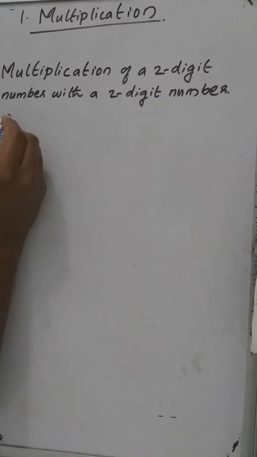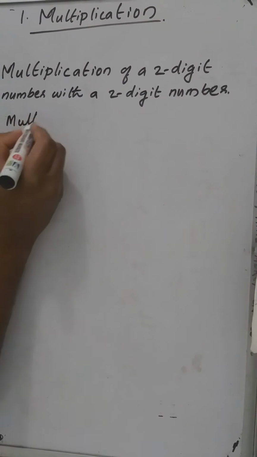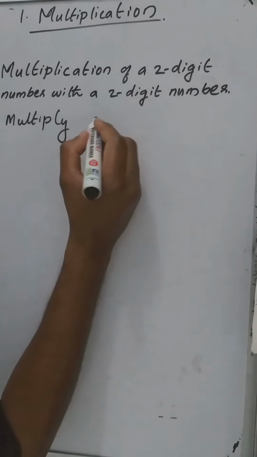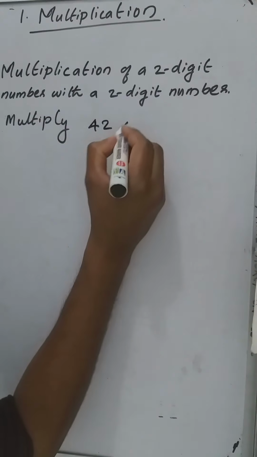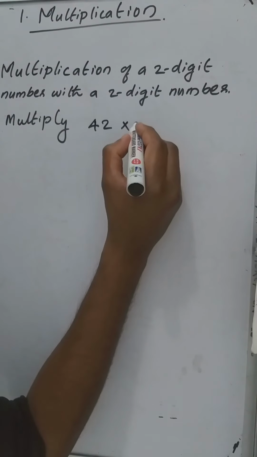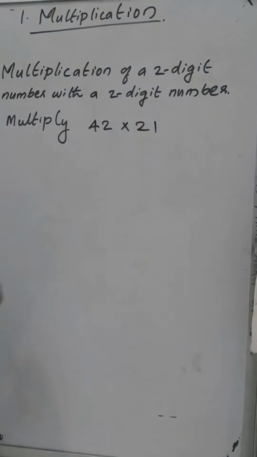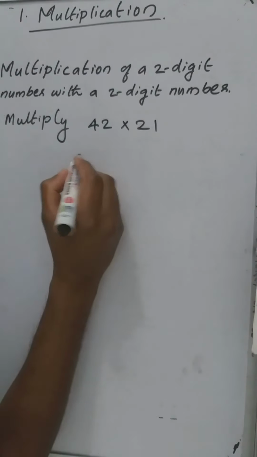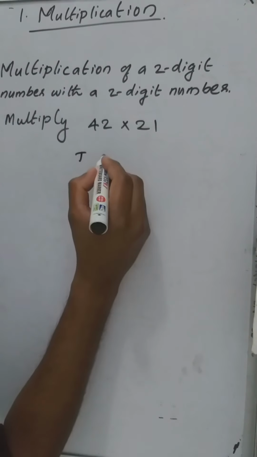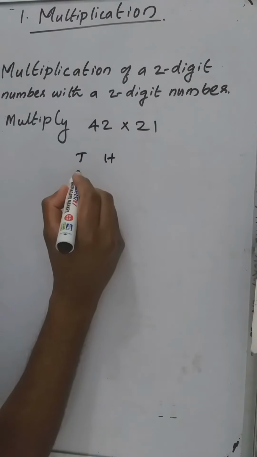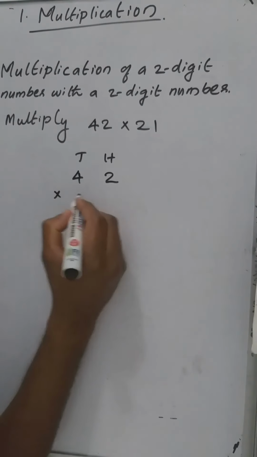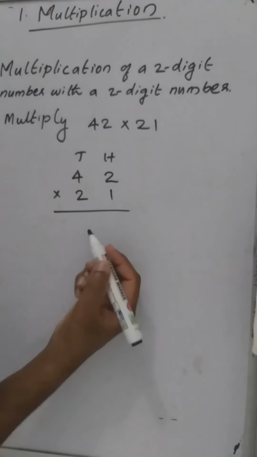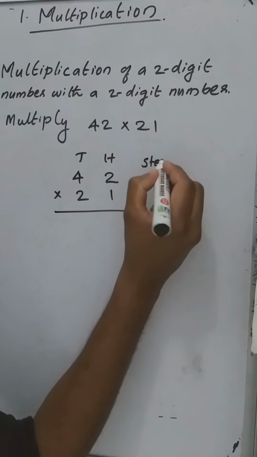One more example. Multiply 42 by 21. So here first we have to write the numbers according to the place value of the digits. So tens place and ones place. Tens place 4, 2 multiplied by 2 and 1. Then first we have to multiply, step 1.